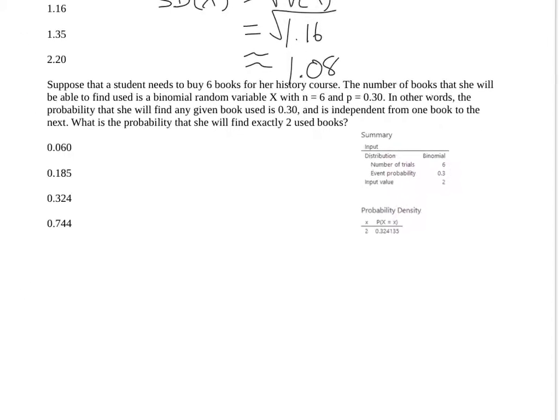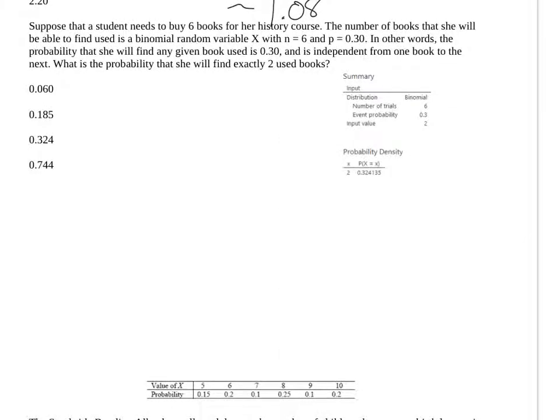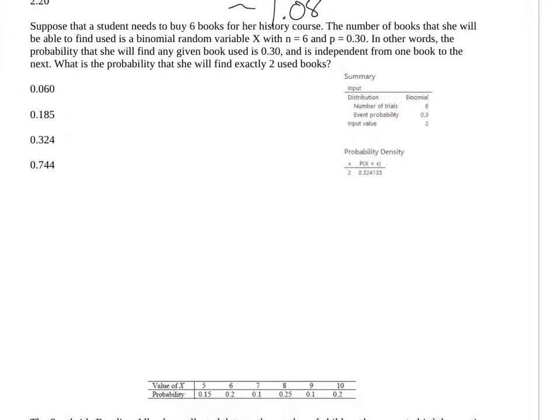Next question. Suppose that a student needs to buy 6 books for her history course. This is the same setup as before. Now we want to know what's the probability that she'll find exactly 2 used books. And I'm going to post this up online too. This is going to be the second binomial question. So there's a way for you to go into Minitab Express, feed it this information, and this information, and it'll think about it and it'll spit it out for you.